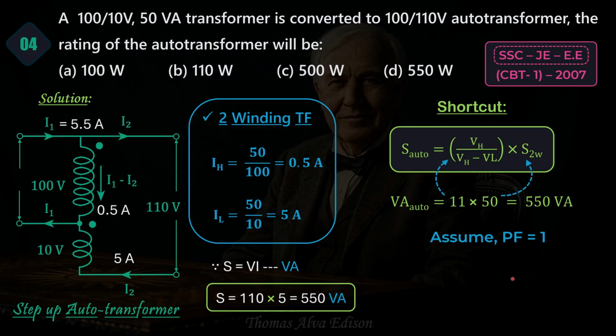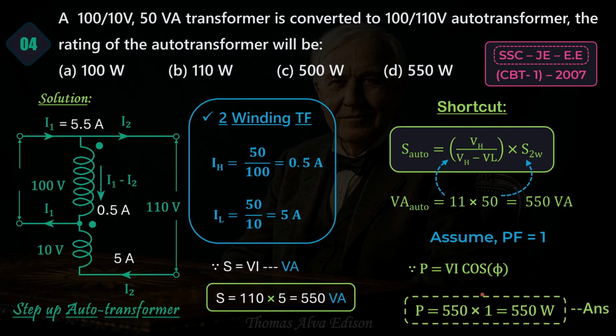Now the question didn't mention the power factor. Let us assume it is equal to unity. Active power for single phase can be written as VI cos phi. Here the product of VI is 550 and power factor is 1. Therefore, active power P is equal to 550 watt. Hence, option D will be the right choice. In this way, we can calculate the kVA rating of an auto transformer.